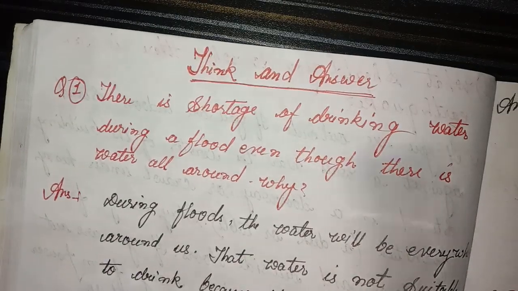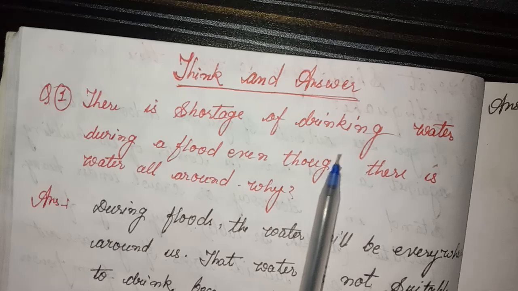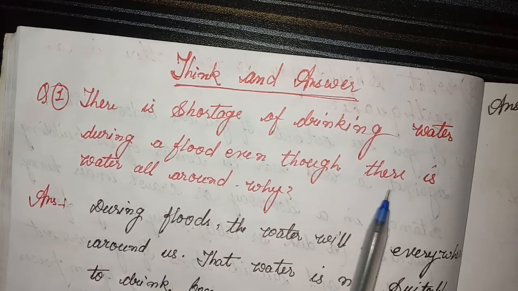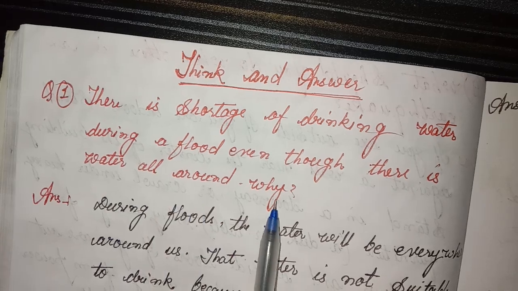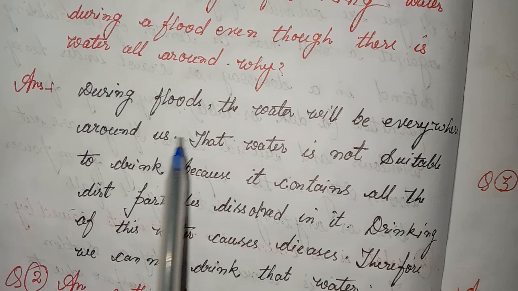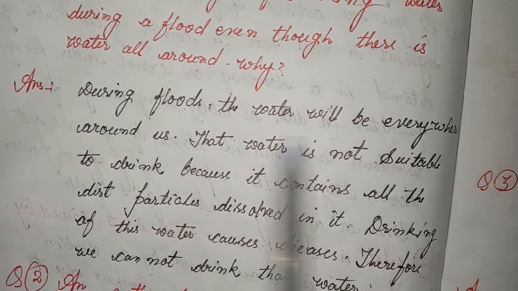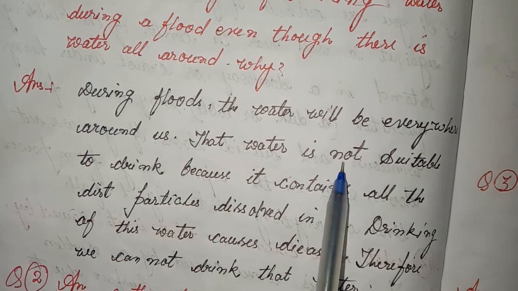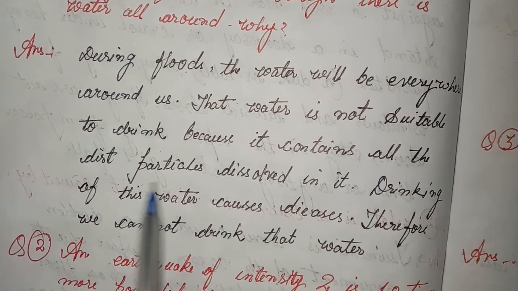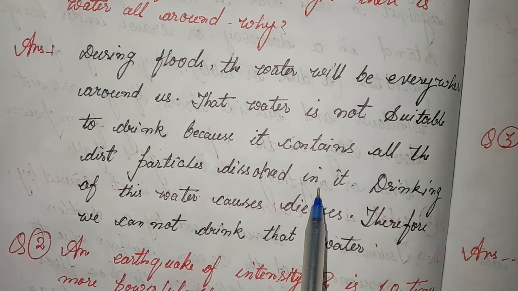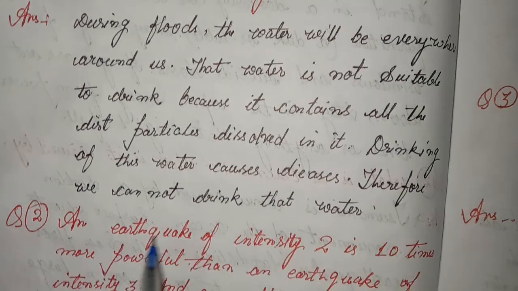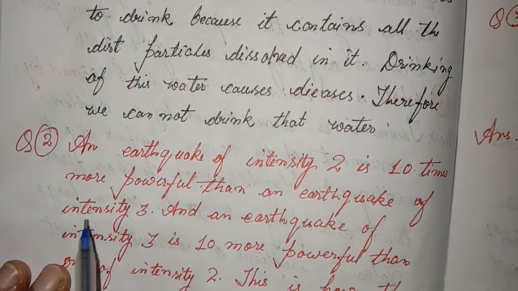Think and answer. First, there is a shortage of drinking water during a flood, even though there is water all around. Why? Answer. During floods, the water will be everywhere around us. That water is not suitable to drink because it contains dirt particles dissolved in it. Drinking this water causes disease, therefore we cannot drink that water.